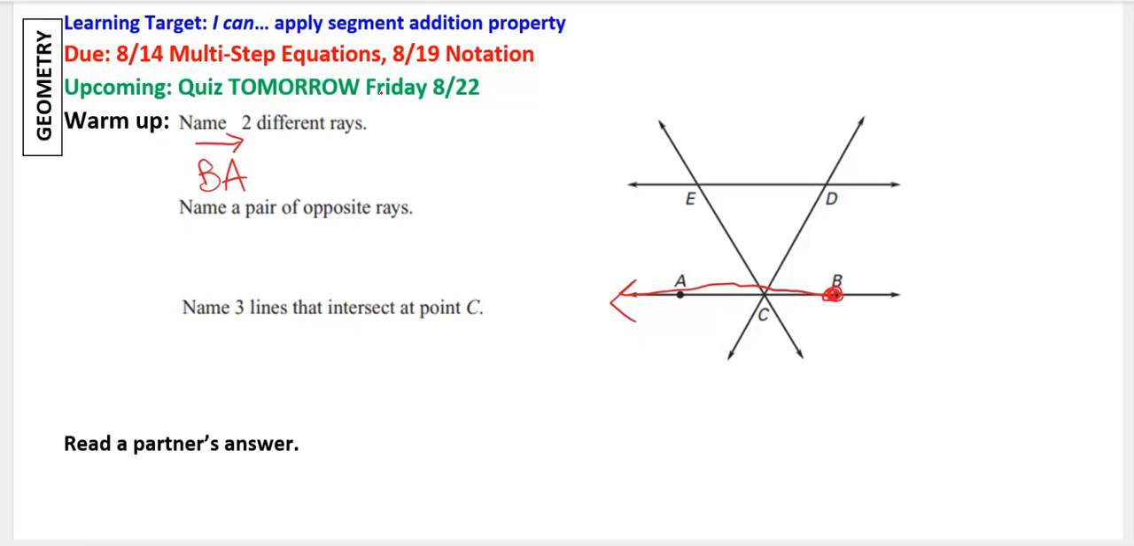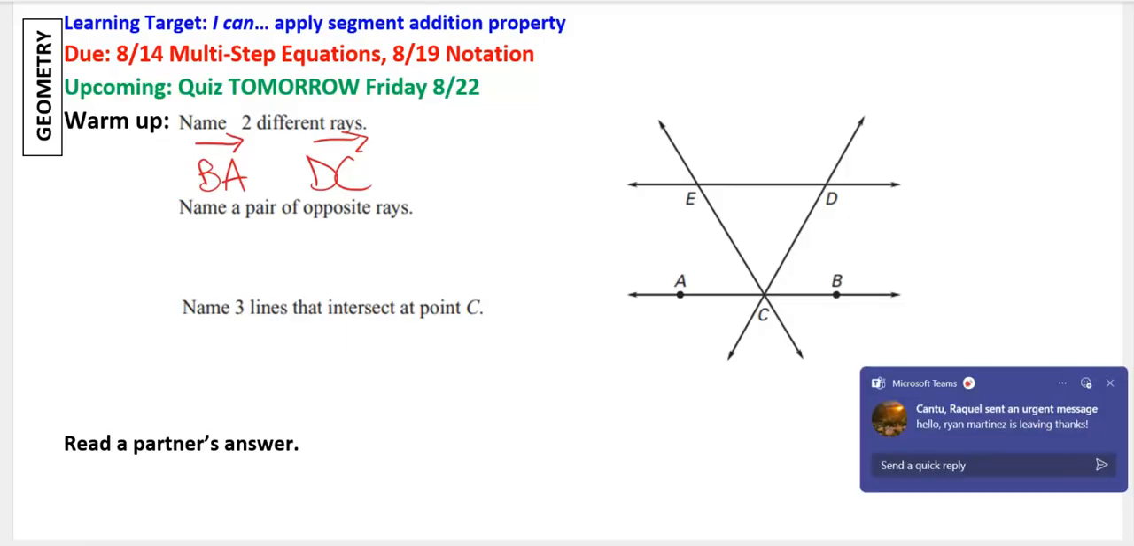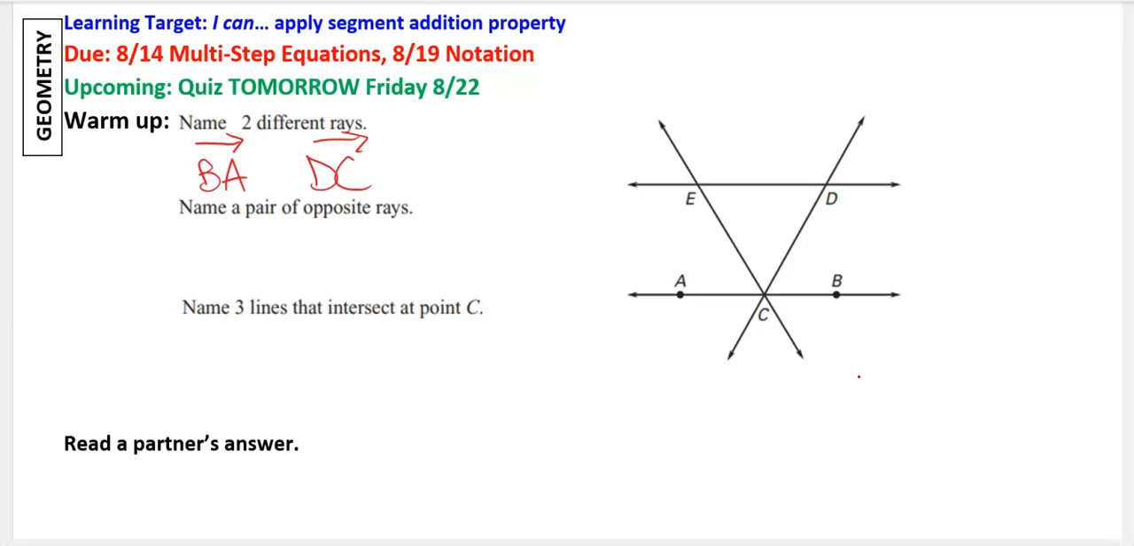What's another ray somewhere else? So maybe up here. Is there a ray up here I can use? D towards C works, yeah. My drawing is really bad, but D towards C is a ray. It's a different ray. So BA is a ray. There's actually 12 different rays here you could make, if you can imagine. We're just doing two right there.